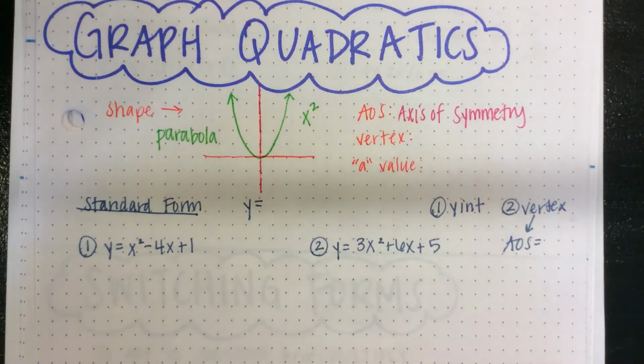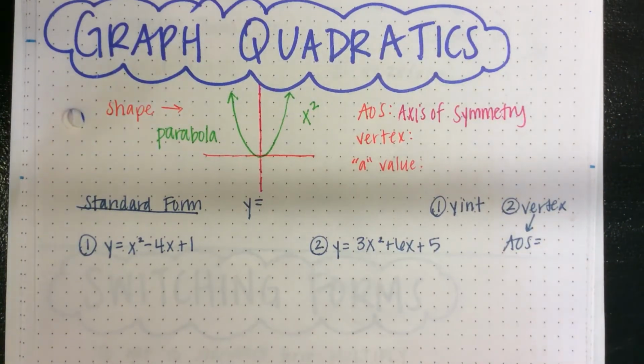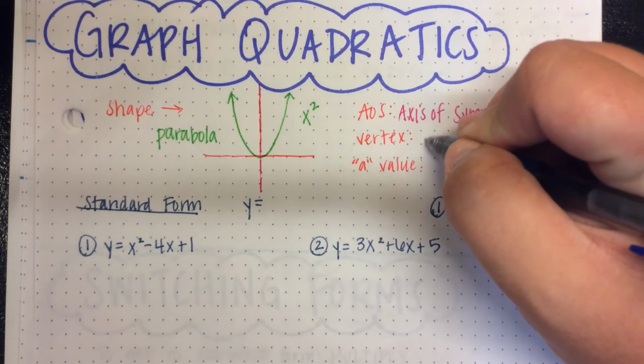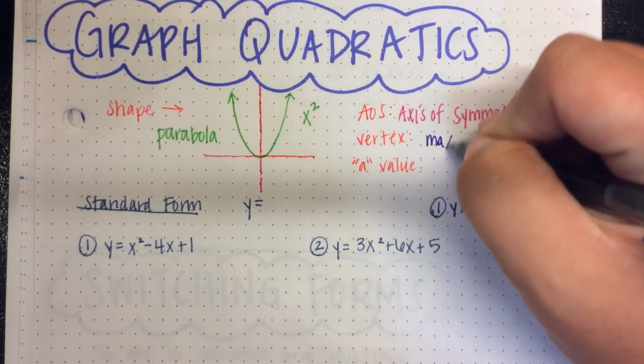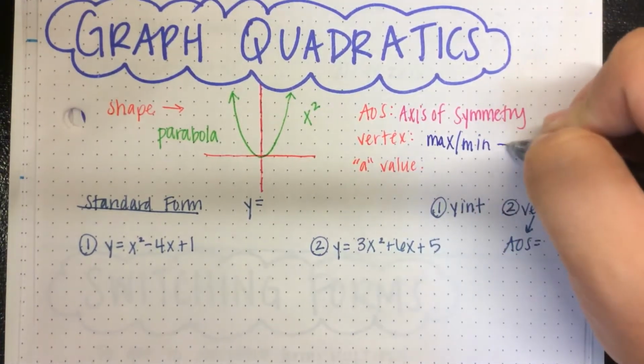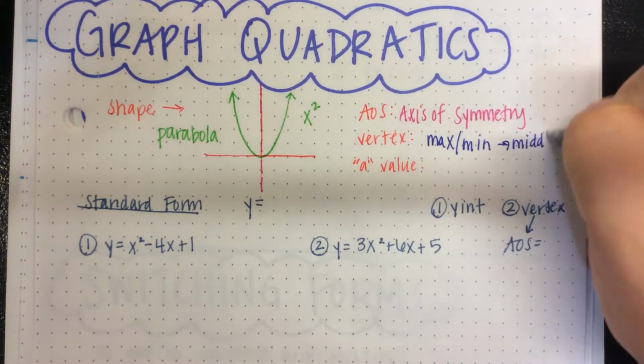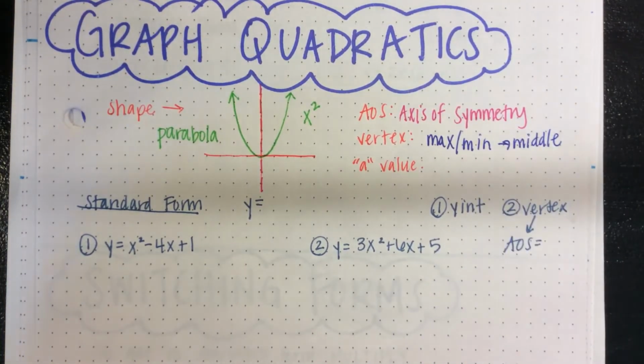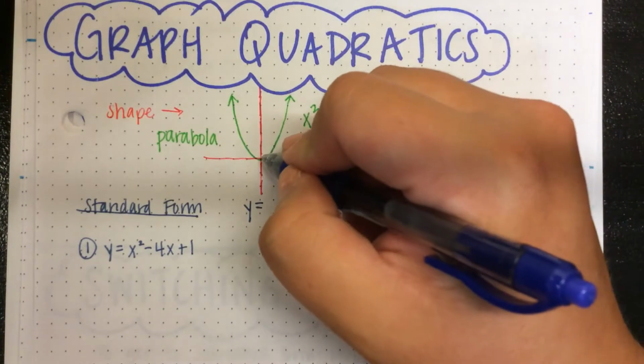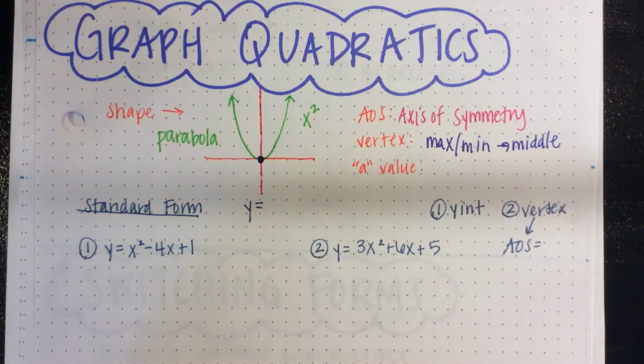Okay, on that dotted line is our vertex. All right, so our vertex is the high or low point, or our max min, and it's right smack dab in the middle of that parabola. It's always on the axis of symmetry. So here, our vertex is right at the origin for our parent function.